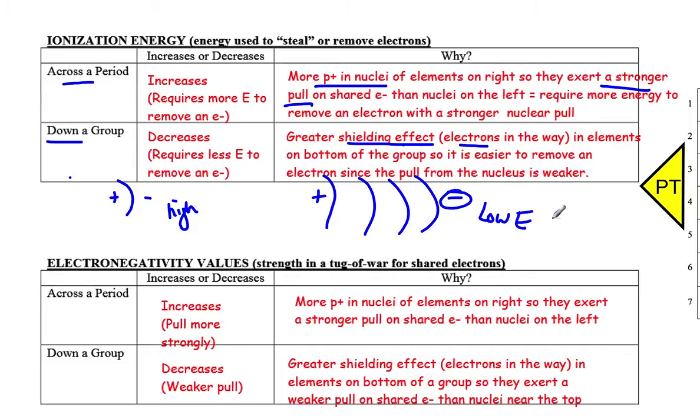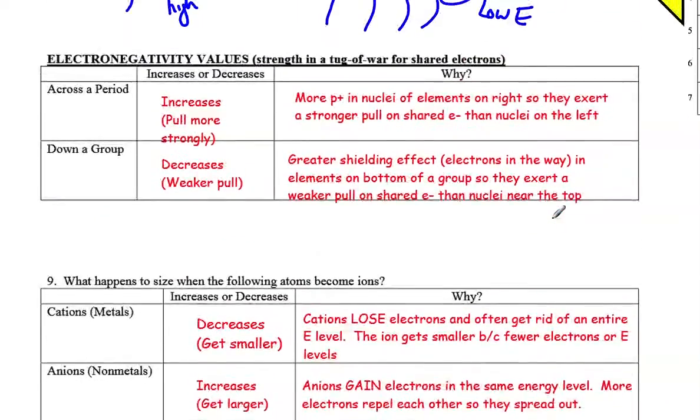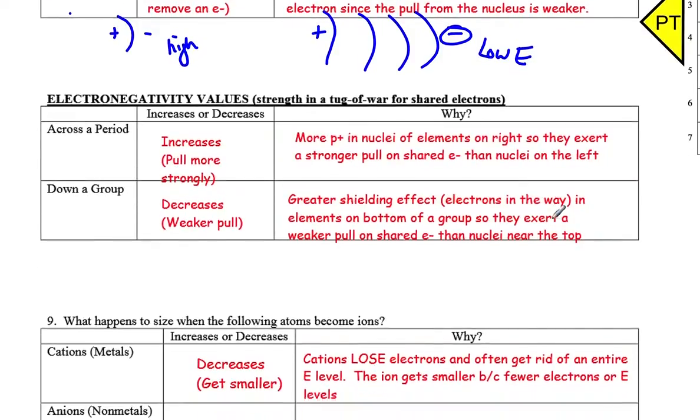All right, electronegativity is a tug of war for electrons. So if 2 elements are sharing electrons, how well do they share?